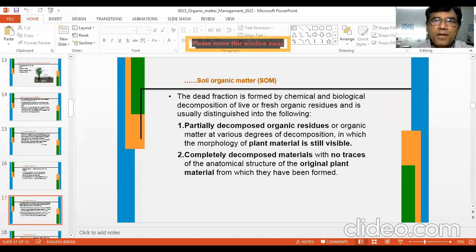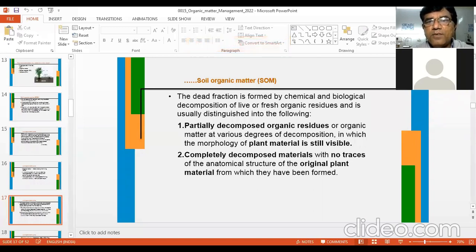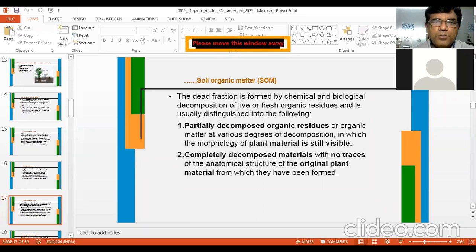It is formed by chemical and biological decomposition of live or fresh organic residues and is usually distinguished into two. So dead organic matter is divided into two: partially decomposed organic residues, or organic matter at various degrees of decomposition, in which the morphology of plant material is still visible. So this is one part. You can recognize that this organic matter has come from sugarcane, this has come from a leaf or any other part. So that is partially decomposed organic residues. Number two, completely decomposed materials with no traces of the anatomical structure of the original plant material from which they have been derived or formed.